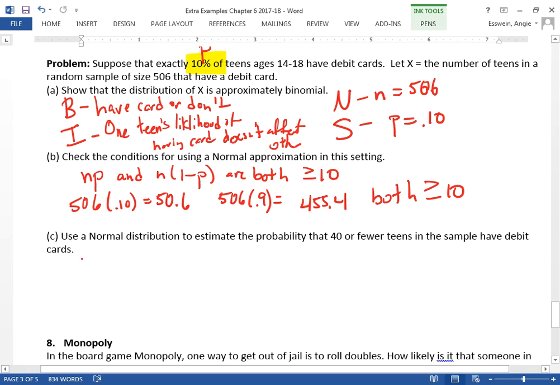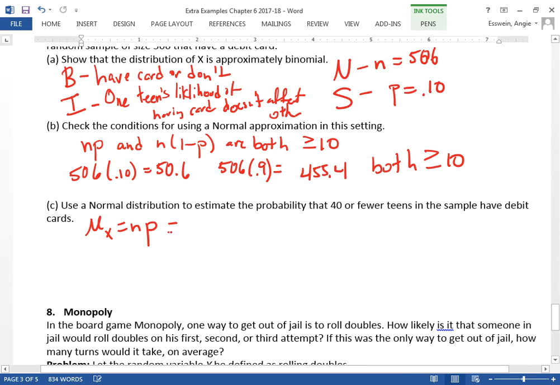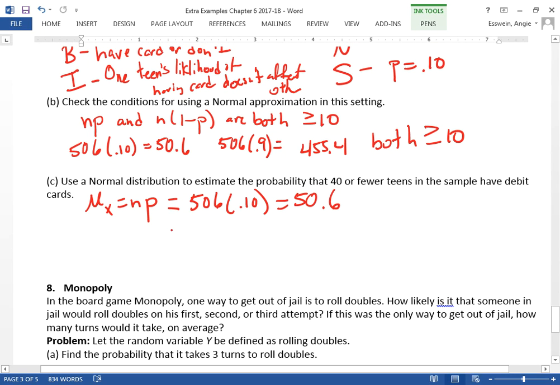And those are going to be given to you. Mu sub x is equal to np. This first formula is pretty straightforward. Probably you would expect that the average number of students that have a debit card would be the number of trials times the likelihood of them having one. So just 10% of 506, or 50.6. That's the average we would expect if we kept taking samples of teens. The average is 50.6.